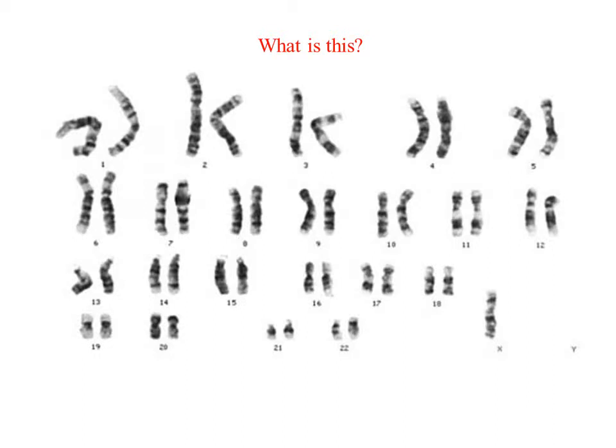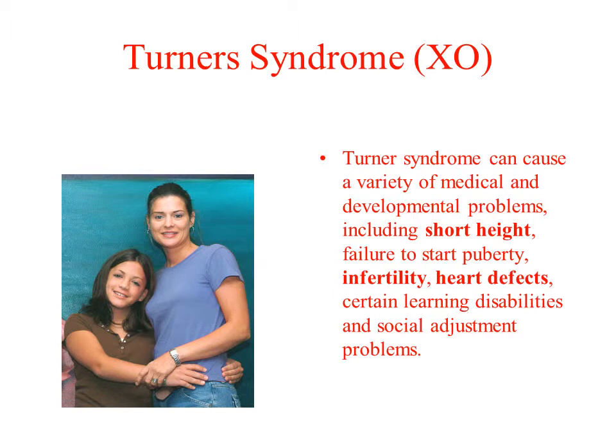What is this? Yes, this individual is a female, but she doesn't have 2 sex chromosomes. She only has 1. She has Turner's syndrome. Turner syndrome is a shortened height, failure to start puberty, so she's infertile, and she has heart defects.